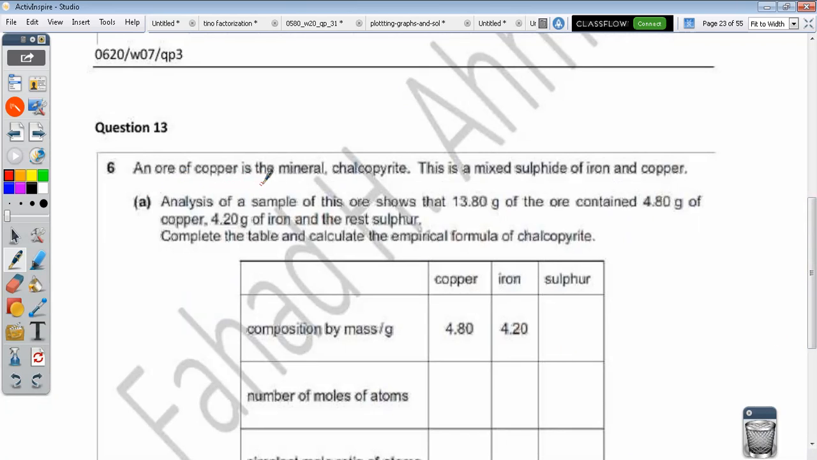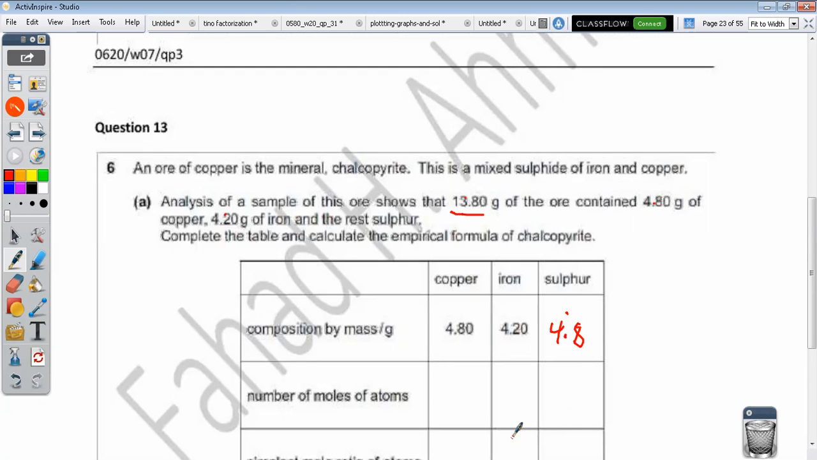Now, an ore of copper is the mineral. Charcoal, whatever, is mixed with the sulfide. So anyway, the analysis of one sample shows that you've got 13.8 grams of the ore combined with 4.8 of copper, and the rest is sulfur. So if the rest is sulfur, it means 13.8, I add this plus this, subtract from that, so that I find what? I find how much, clear? How much from your calculator? It should be 13.8 minus, in brackets, 4.8 plus 4.2. What do you get? We get 4.8.